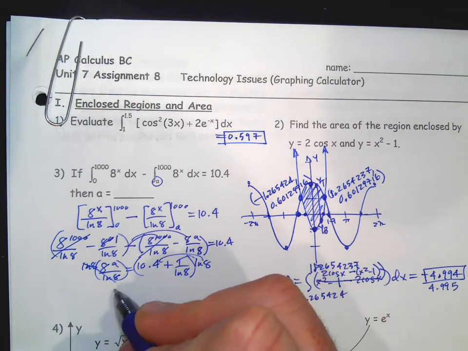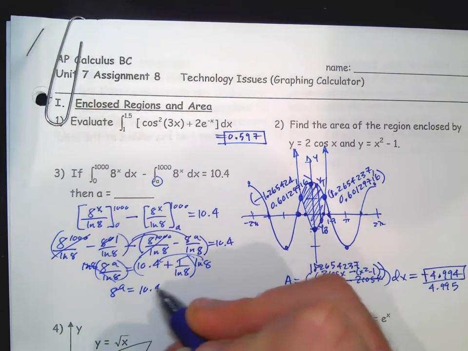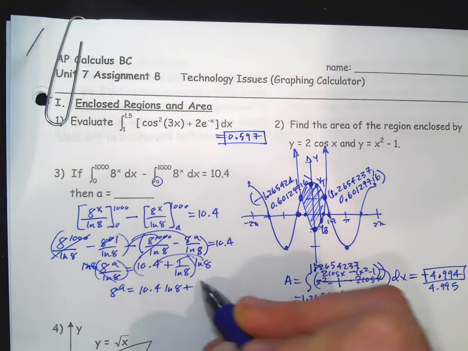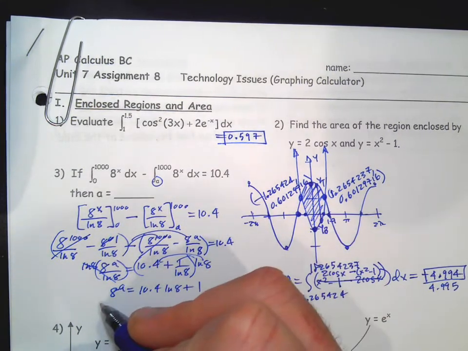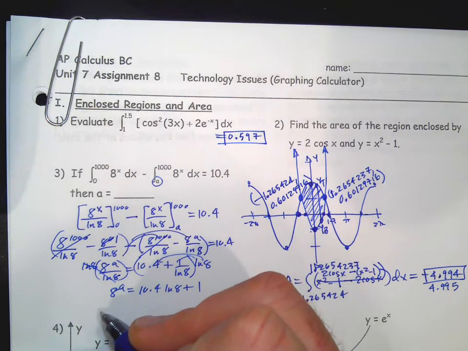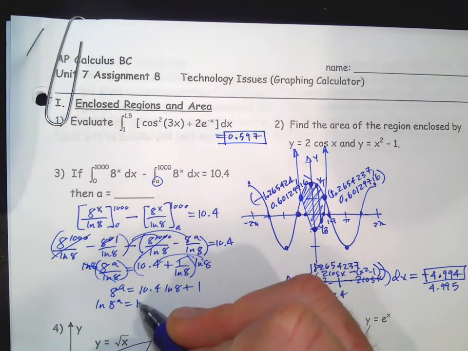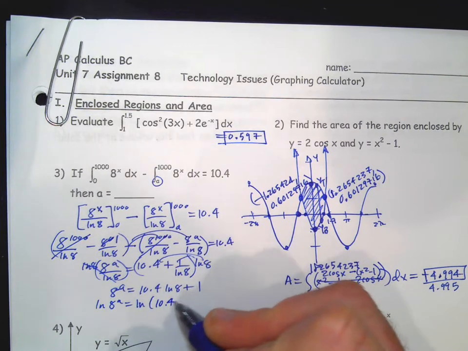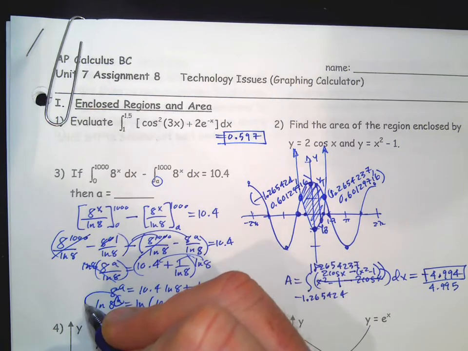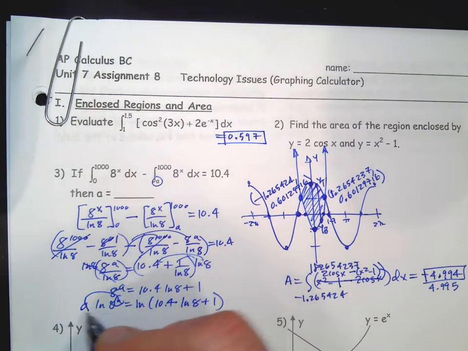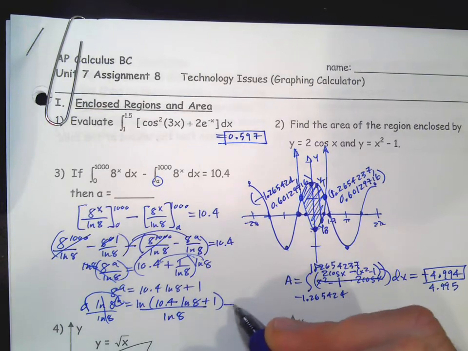Distribute. So we have 8 to the a equals 10.4, natural log of 8 plus 1. Now, how do you solve an exponential? Well, take the natural log of both sides and use the rules of exponents to move this out in front as a coefficient, and then you divide both sides by natural log of 8. So this is your exact answer.